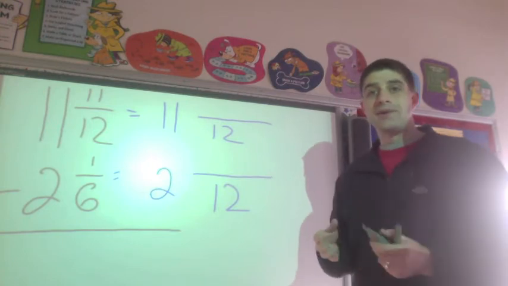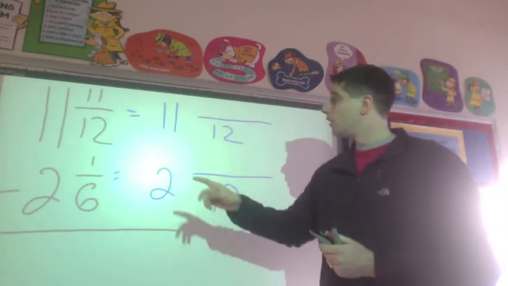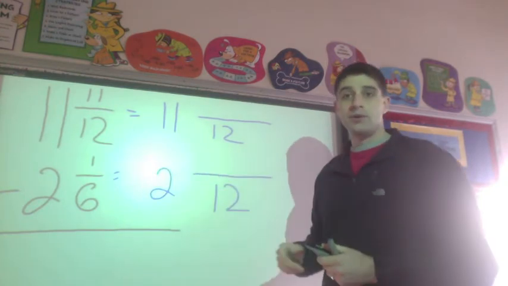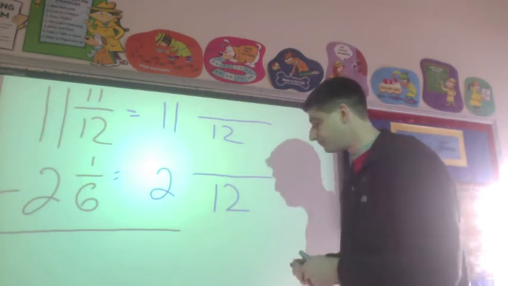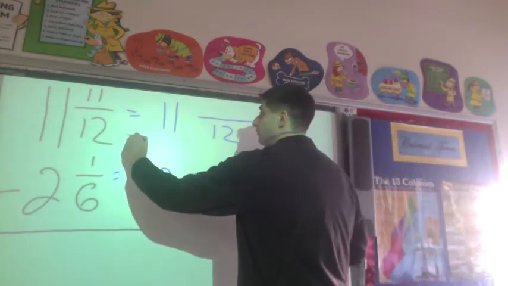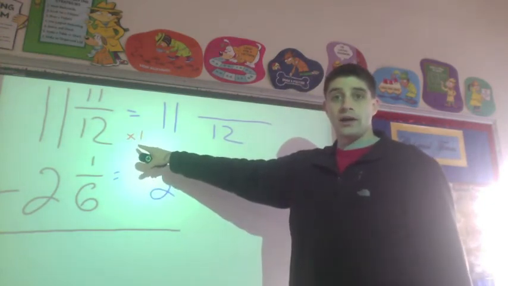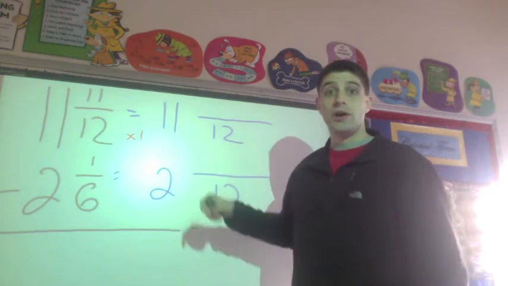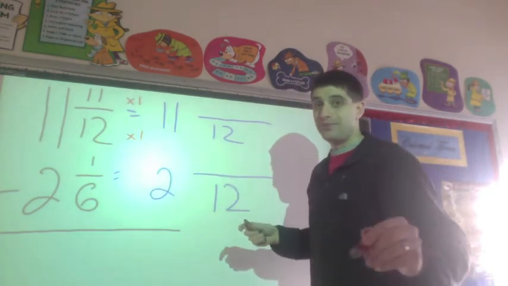So now the only thing missing is I have to find my new numerators. 12 times what will give me 12? Remember, I always want to say that to myself because that will help me find my numerators. Well, 12 times 1 will give me 12, which means if I multiply by 1 here, I have to go to my numerator and multiply by 1. And 11 times 1, yep, gives me 11.